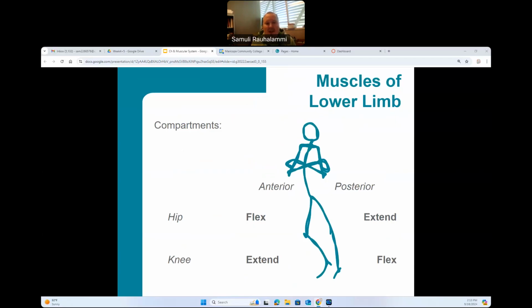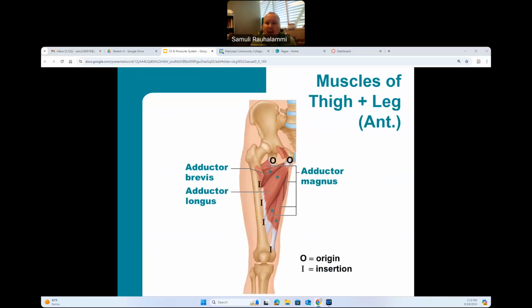So let's have a look at these individual muscles a little bit. And let's start with our adductor muscles. And we're going to have three muscles here. We're going to have our adductor magnus muscle, adductor longus muscle, and our adductor brevis muscle. These are a large group or bundle of muscles at the medial aspect of the thigh.